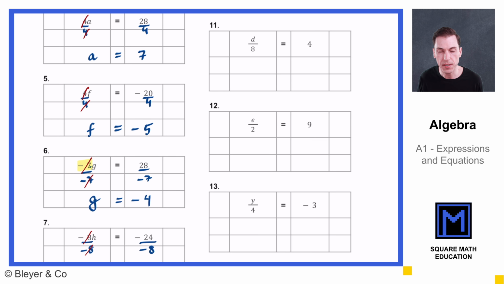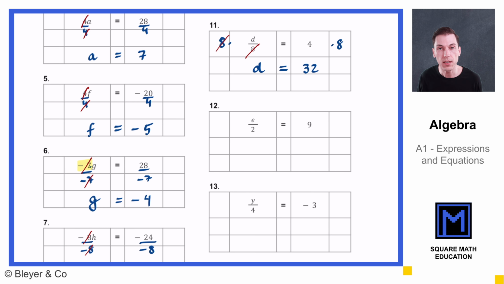d divided by 8 is 4. You guessed it, multiplying by 8. Inverse operation of dividing is multiplying. Let's multiply both sides of my equation by 8. 8 crosses out with the other 8. The division becomes 1. 1 times d is just d, is equal to 4 times 8, which makes 32.